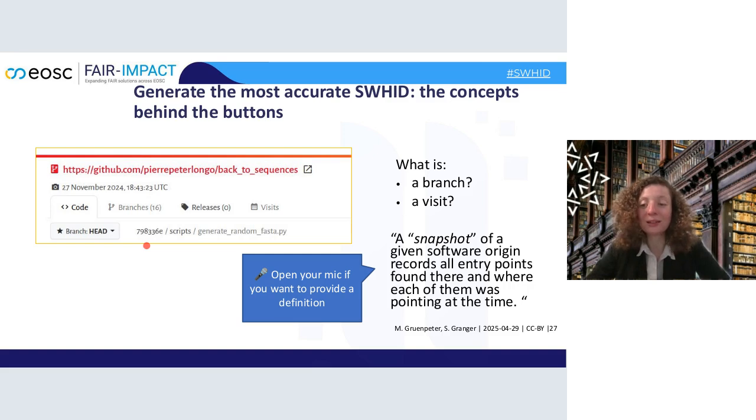So this is the definition of a snapshot. Now, related to a snapshot is a point in time. This is the visit where Software Heritage captured all the different releases and all the different branches. So what is a branch and how do we find a branch?